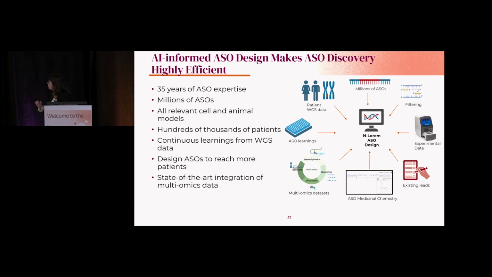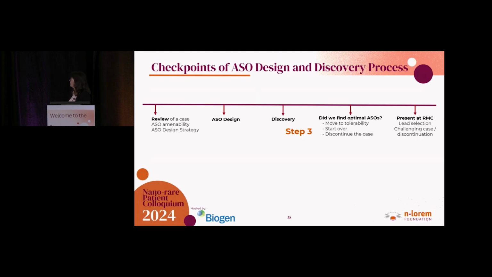So we're putting all of this data together in order to perhaps be able to reach more patients with the same ASO, right, in the same case of KIF1A that you heard yesterday, because it targets the same benign SNP. And of course, we also use all of the state-of-the-art integration of multiomics data. Everything goes in there, all our expertise and internal capabilities, and then we end up with the ASOs.